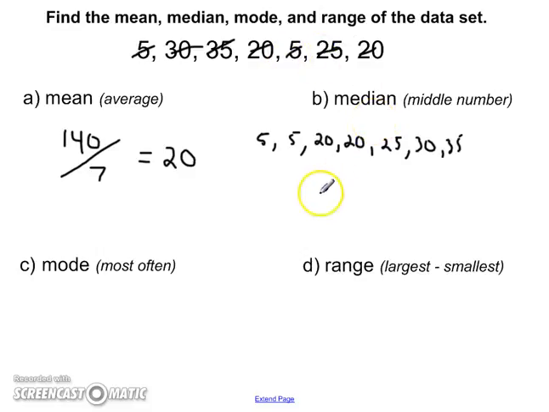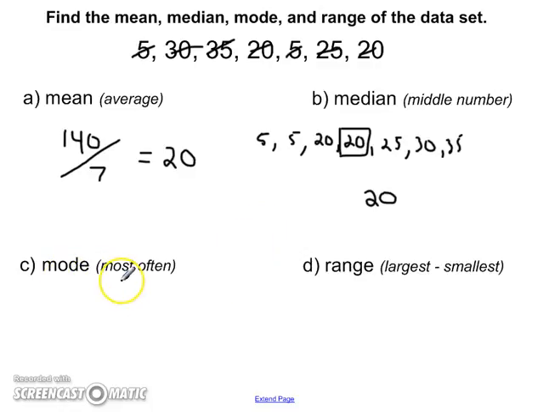Now the median is the middle number. I have again 7 numbers in the set. So in this particular case, that will be the 4th one from each end. So 1, 2, 3, 4, 1, 2, 3, 4. In this particular case, the median would be right here. That's 20. Now again, if we had 2 middle numbers, we would have to find the middle of those 2 middle numbers.